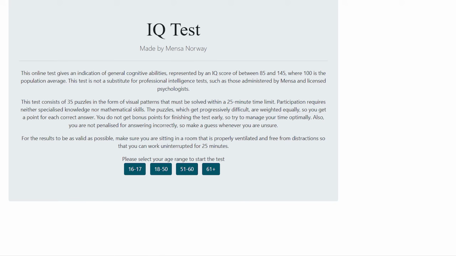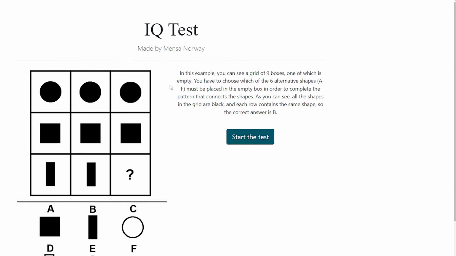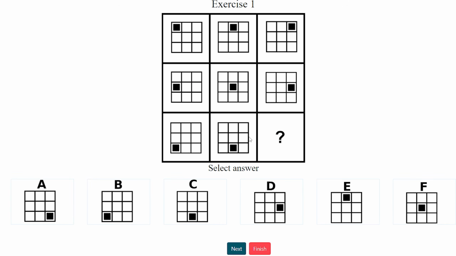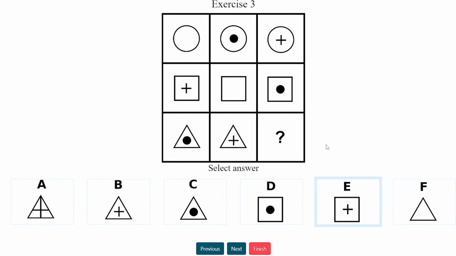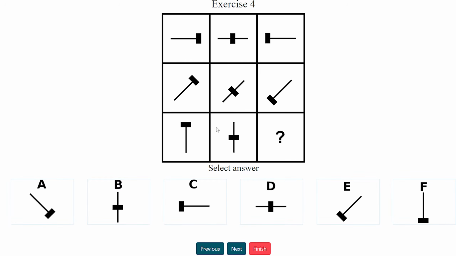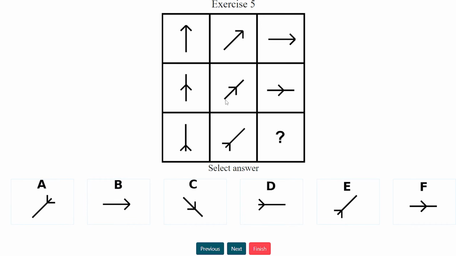So let's begin. Okay, in this example you see a grid of 9 boxes. Sure, it's an IQ test, it can't be that hard. Exercise 1, baby. Okay, right, so that's insanely simple. That's A right there. Okay, that is something with a diamond. Looks to be E. I'm happy with that answer. Okay, so, yeah, going in a diagonal, that makes sense, it's empty. Okay, what is this? Yeah, it's probably the one at the bottom, right? F? Yeah, it makes sense to me.